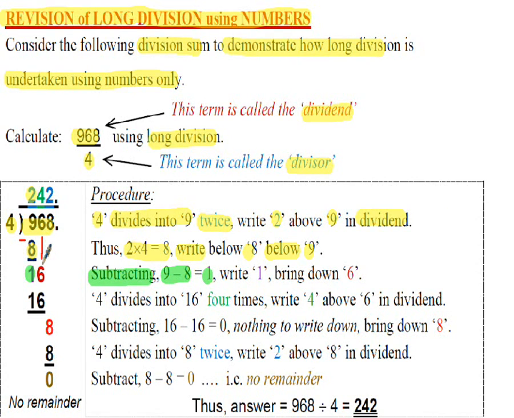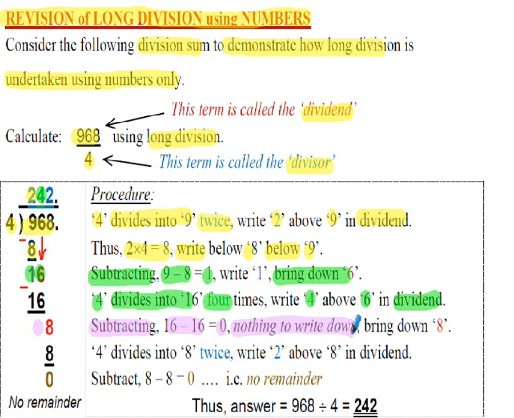Now we bring down the 6 from the dividend. Bringing down the 6, we write it here. Now 4 divides into 16 4 times. So we write the 4 above the 6 in the dividend. So here's the 4. Now we're going to subtract the two numbers again. Subtracting 16 minus 16 will equal 0.